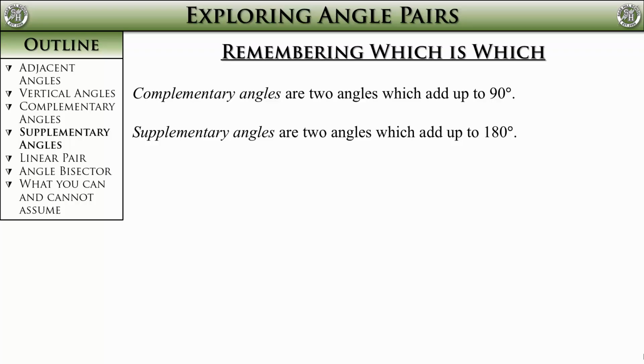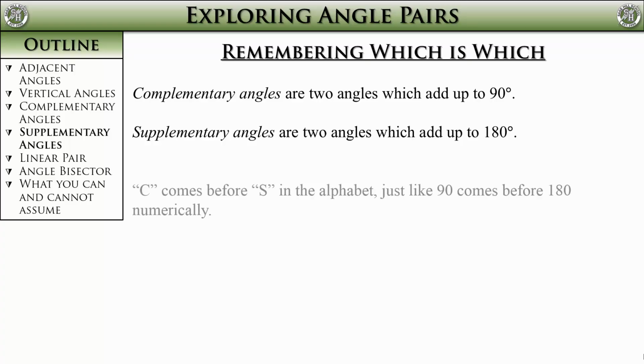However, this is the most popular method by far. Just like the letter C is before the letter S alphabetically, 90 is before 180. If that is good for you, great. If you want to remember it some other way, that is fine too. It is up to you, but it is by far the most common error students make with complementary and supplementary.